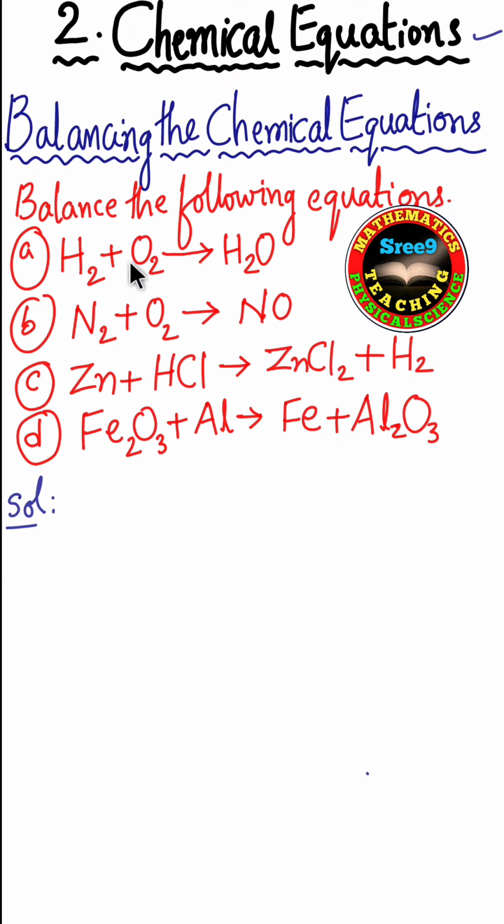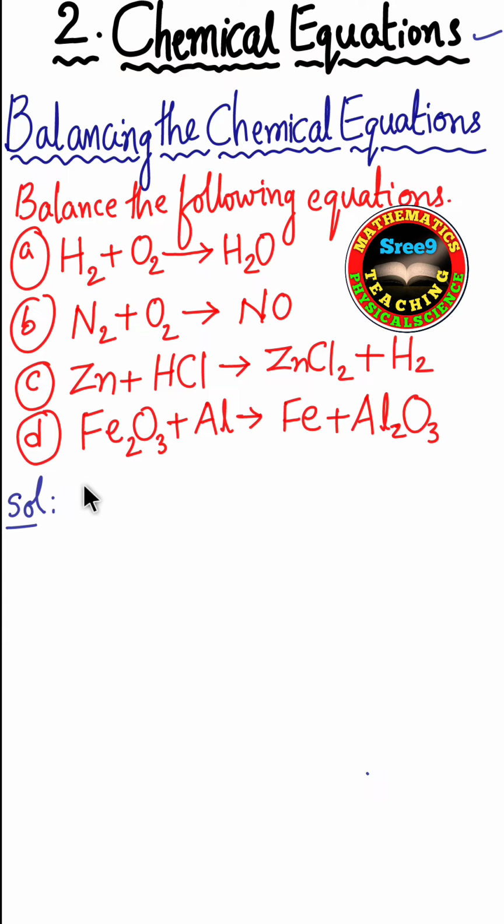A, H2 plus O2 gives rise to H2O. B, N2 plus O2 gives rise to NO. C, Zn plus HCl gives rise to ZnCl2 plus H2. And D, Fe2O3 plus Al gives rise to Fe plus Al2O3. Now let us see how to balance the equations simply and in an easy way, clearly understanding.